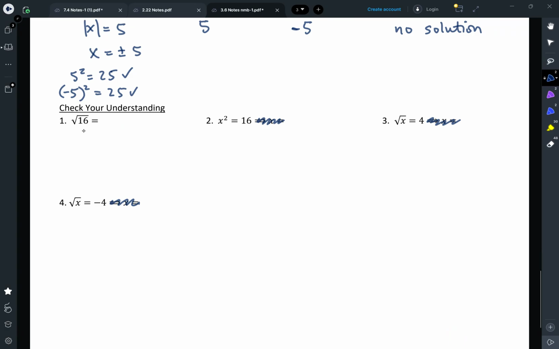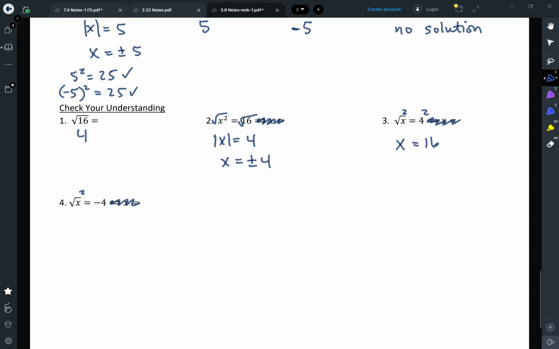All right, for the check your understanding, first one should be 4. Second one, we should have square rooted both sides. So the absolute value of x is 4. X is going to be plus or minus 4. The next one, you had to square both sides. But because the square root was first, there's only one answer, just x is 16.